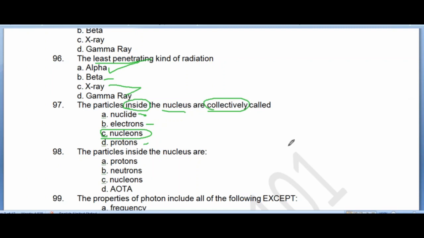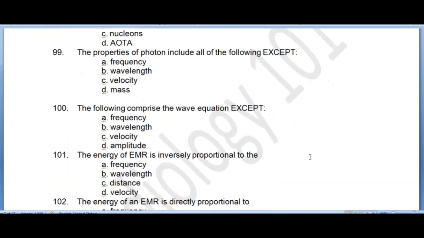Next, 98. Particles inside the nucleus are. Protons, yes, sa nucleus din yan. Neutrons, yes, sa nucleus din yan. Nucleons, yes, dahil ang nucleons ay combination ng protons and neutrons. So, ibig sabihin, ito yung answer natin. All of the above. Okay? Last two numbers. Yay! Last two numbers na. We'll continue again next. 99.